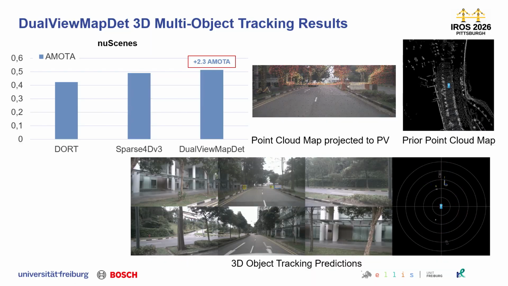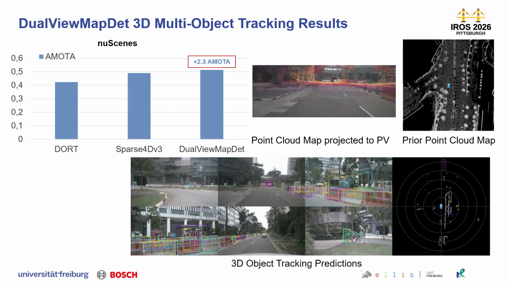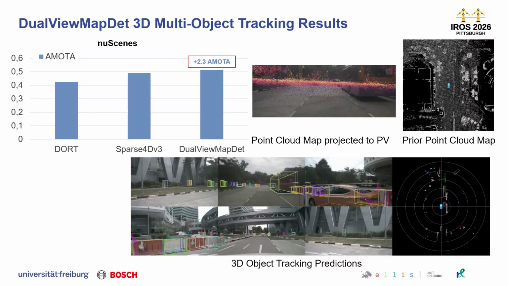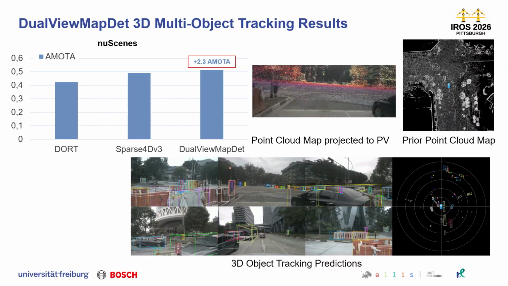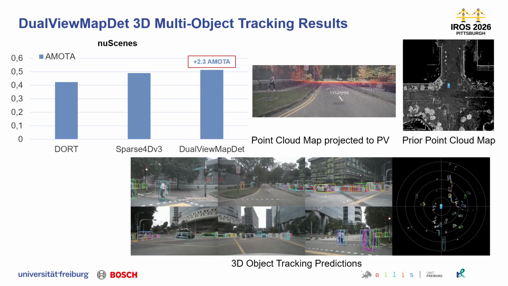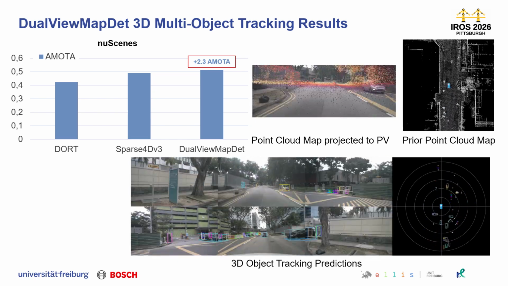By fusing prior map information in both perspective view and bird's eye view, the model reduces depth ambiguity, improves localization, and achieves consistent gains over strong camera-only baselines without requiring LiDAR at inference time.